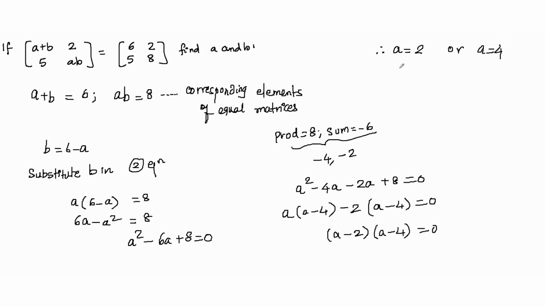So now if A is equal to 2, I can substitute B as 6 minus A. So the value of B will be 6 minus 2, which is 4, or the value of B will be 6 minus 4, which is 2. And therefore the values of A are either 2 or 4, and the corresponding values of B are 4 or 2. And that makes a lot of sense because 2 and 4 are those numbers which add up to 6 and have a product of 8.